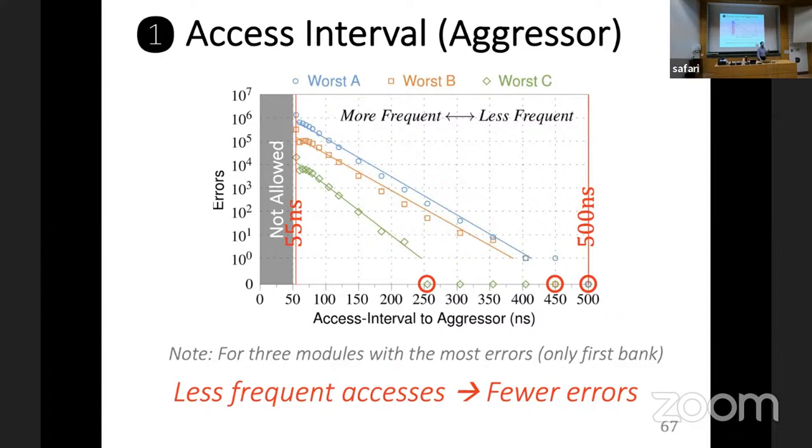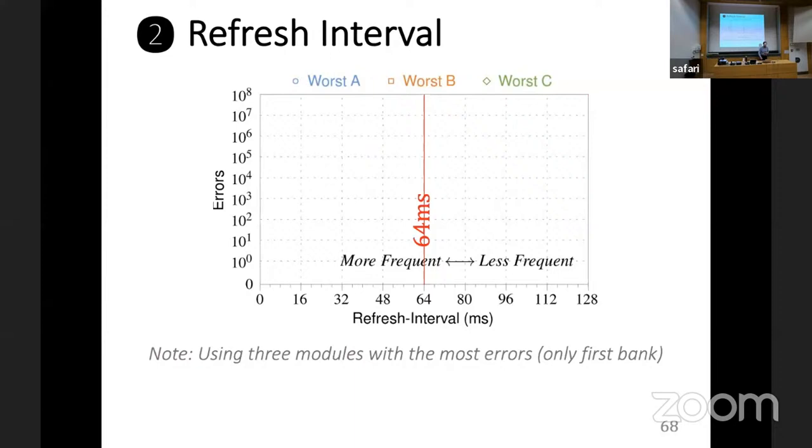And then the third one is refresh interval. We kind of discussed this earlier. At the time we tested the chips, the refresh interval was 64 milliseconds.